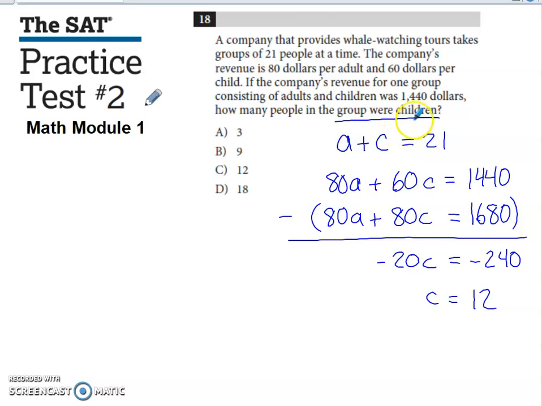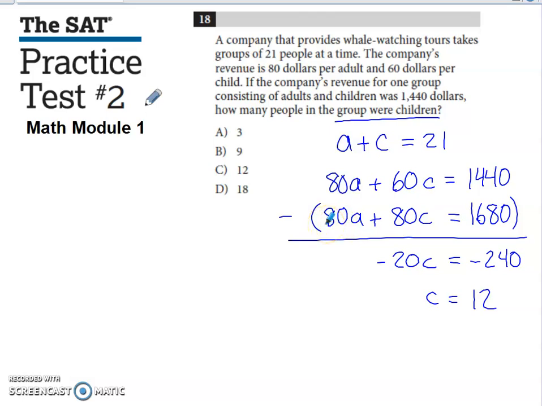I realized that I was only concerned with the number of children on the trip, so I thought, well, if I can eliminate A from my equations, that would be a good thing because I'll get directly to my answer for the number of children. So what I realized is I could multiply this top equation by 80, so that A gets multiplied by 80, the C gets multiplied by 80, the 21 gets multiplied by 80, and that leaves you with the equation that you see here that's in that set of parentheses.